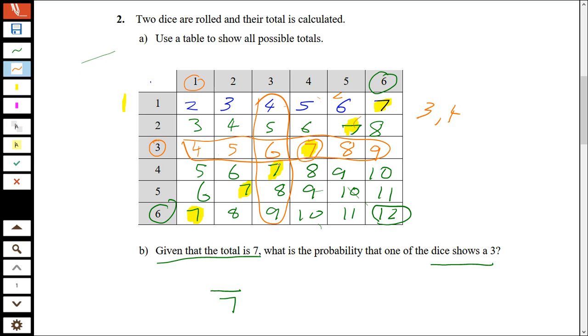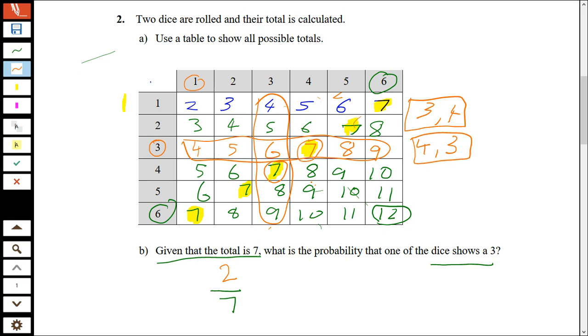And then the other one that we've circled is this one. Okay, and that's a 4 and a 3. Okay, so out of those 7 combinations which make a total of 7, there are only 2 combinations which contain 3. So there's one combination, 3 and a 4, and there's the second one, 4 and a 3. So that gives us a total of 2 possibilities out of the 7.